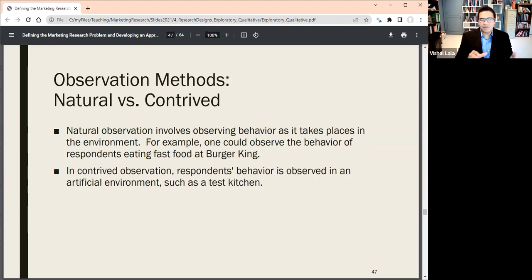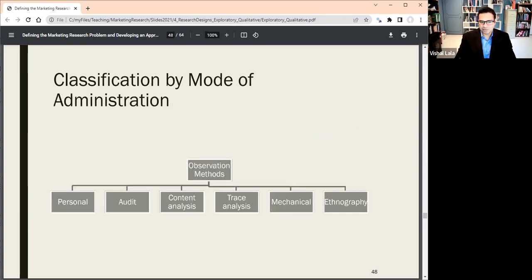Another way of categorizing observation methods is as natural or contrived. In a natural observation setting, you could be watching a consumer in a store shopping or eating food at Burger King. In a contrived observation, we bring respondents into a test lab or a test store where they're being observed in a very artificial environment, and that's contrived observation.